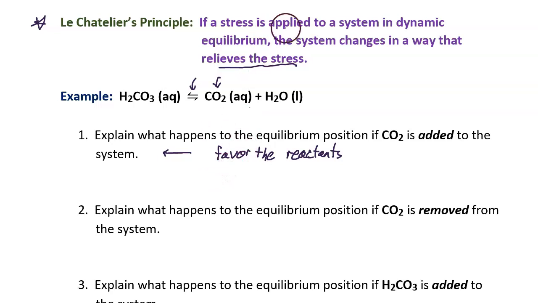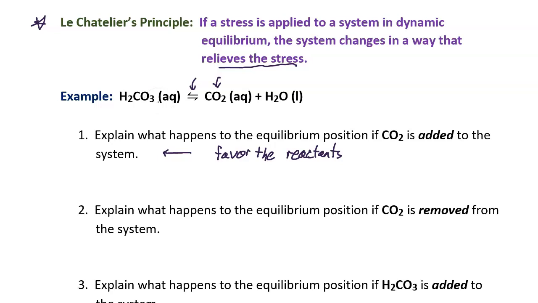The reason is this principle in purple ink. If there is more carbon dioxide, how can you overcome that change? By using up that carbon dioxide, by having the carbon dioxide react with the water to make more of this substance on the left.